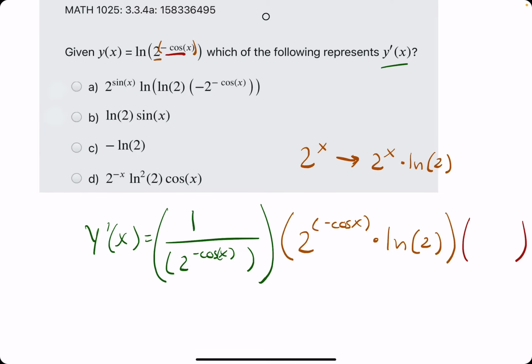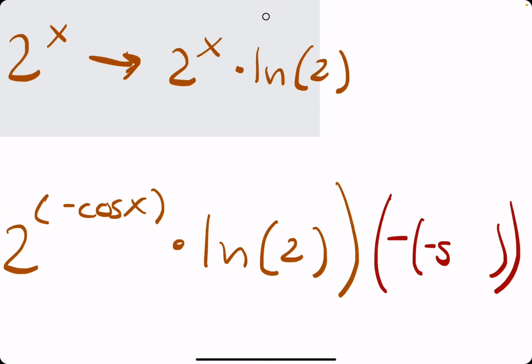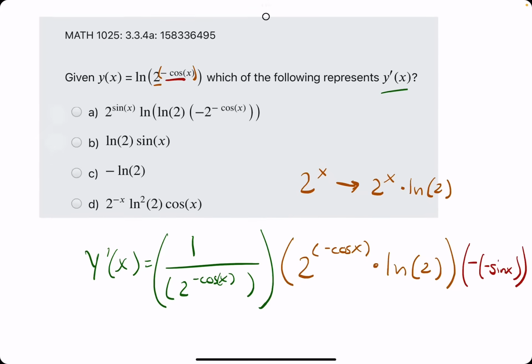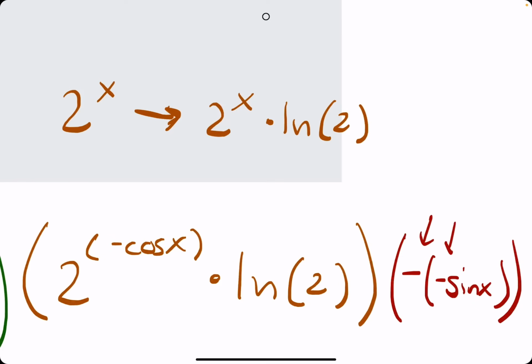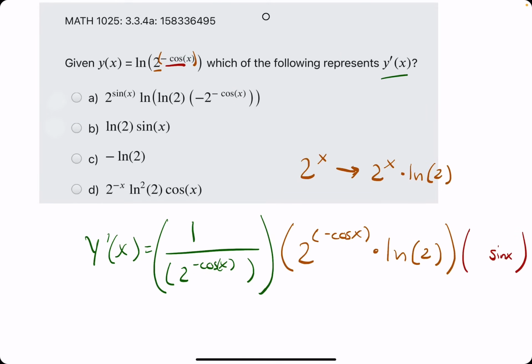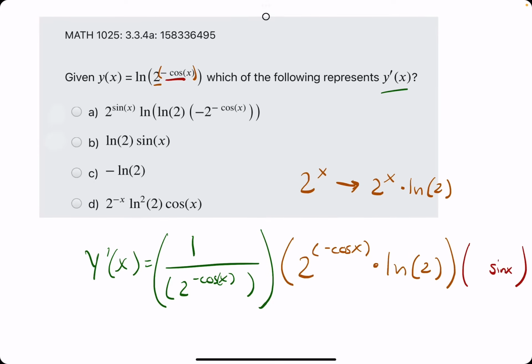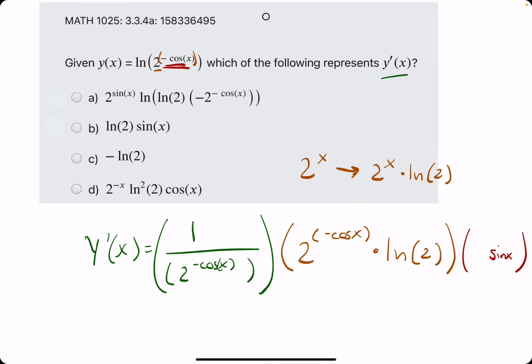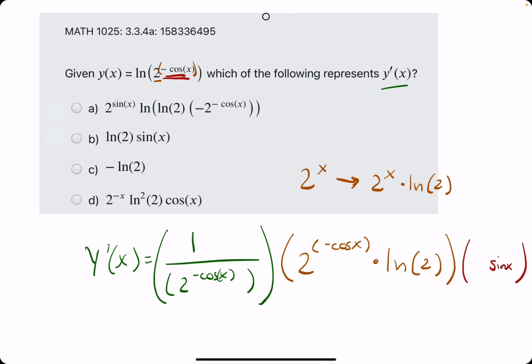Negative cosine of x has a derivative, well, let's think of just the derivative of cosine of x. Cosine of x has a derivative of negative sine of x. And so negative cosine of x has a derivative of negative sine of x, which becomes positive sine of x. So negative cosine of x has a derivative of positive sine of x. That's the takeaway.